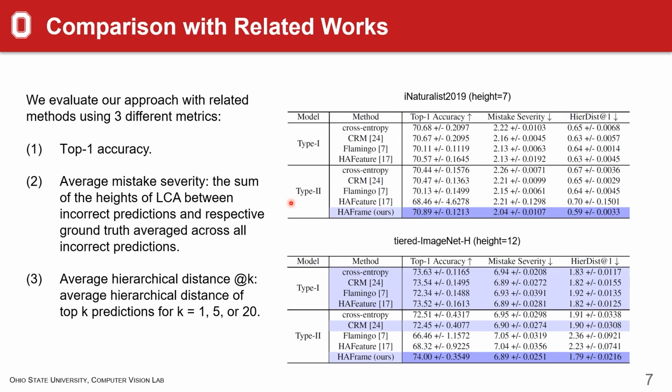We mainly evaluate our approach and related works with three types of metrics. The first one is top one accuracy. The second one is average mistake severity, which is the sum of heights of the lowest common ancestor between incorrect predictions and their ground truth, then averaged across all incorrect predictions. Lastly, we have average hierarchical distance at k. This is averaging hierarchical distance of top k predictions to the ground truth for each example, then averaging across all evaluated examples. We can see that on both large datasets, our approach demonstrates improved performance compared to the recent works.